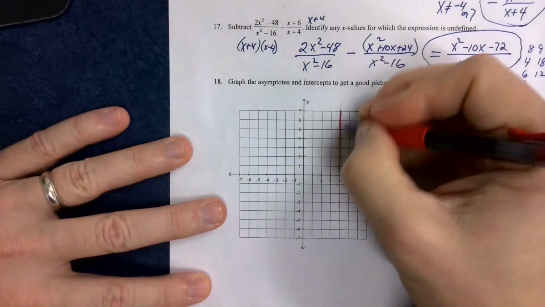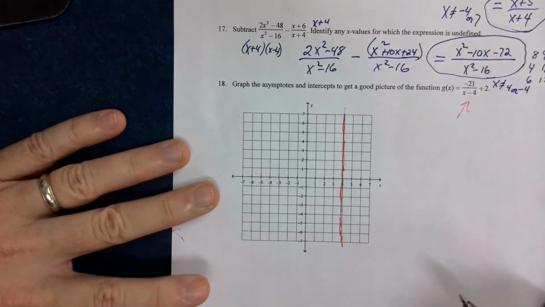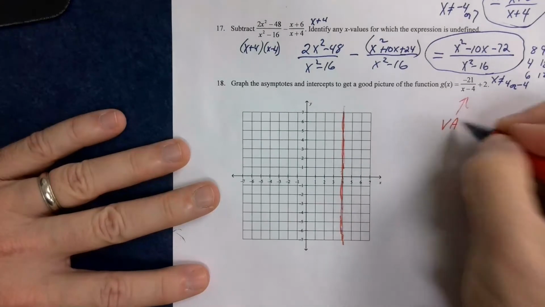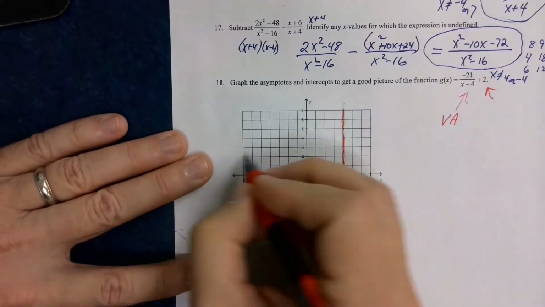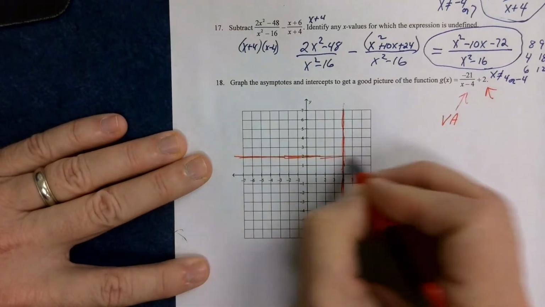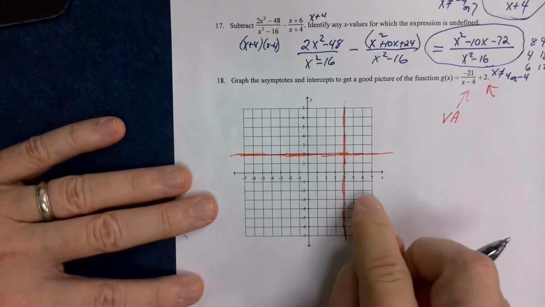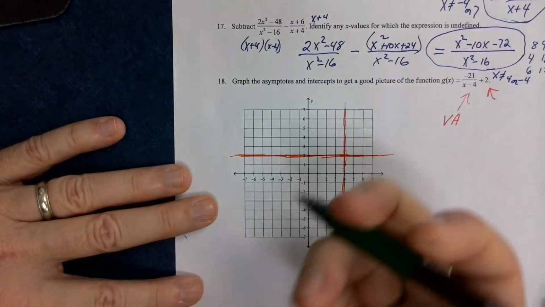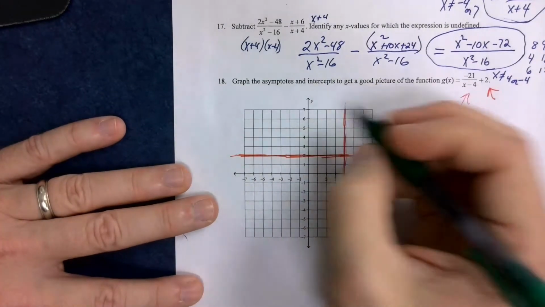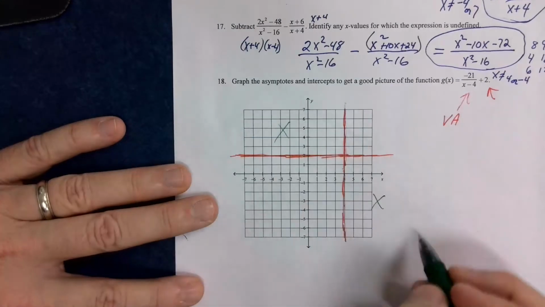So I'm going to make this a little darker. There is my vertical asymptote. My vertical asymptote again comes from the denominator. My horizontal asymptote comes from the numerator, or that number that's out there is the vertical shifter. So these are my two new asymptotes. Negative means that the graph's actually going to go into the second and fourth quadrants, so they're going to be in these diagonals.